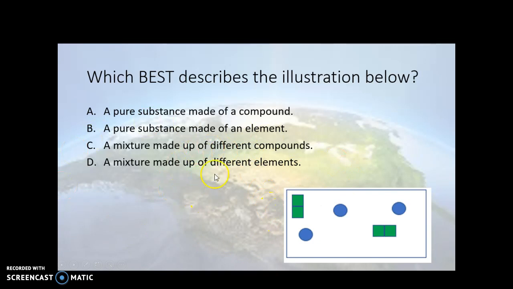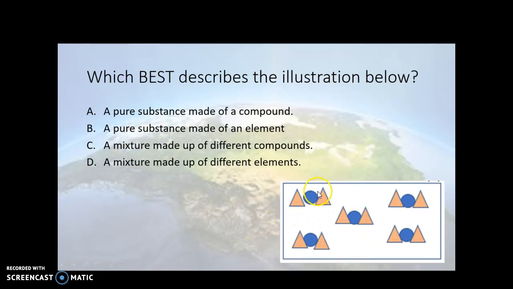You're working on that idea. Which one is a pure substance? Which one is a mixture? Which one is a compound? Which one is an element? So use all of your resources that we've talked about to determine if something is a mixture or a pure substance, and then what are each of these items representing.